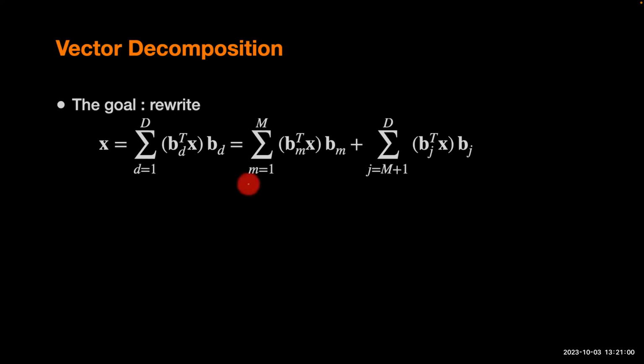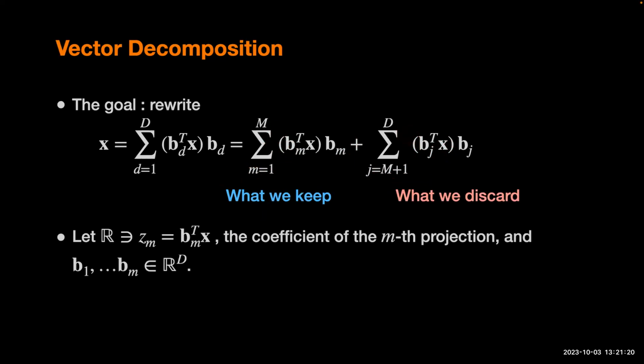The goal here, of course, is to split that into two parts. The first part from 1 to M, and the second part from M plus 1 to D. The first part is what I want to keep, projecting onto the manifold, and the second part is what I want to discard. The goal is how do I find this set of b_d? One notation: b_m dot x here is just the coefficient of that new direction.